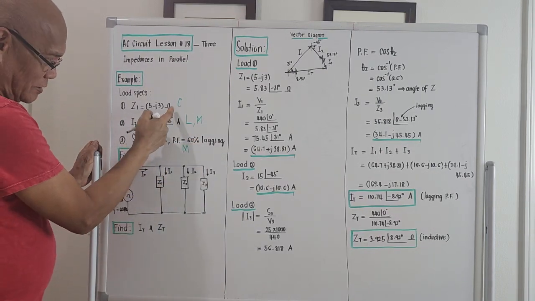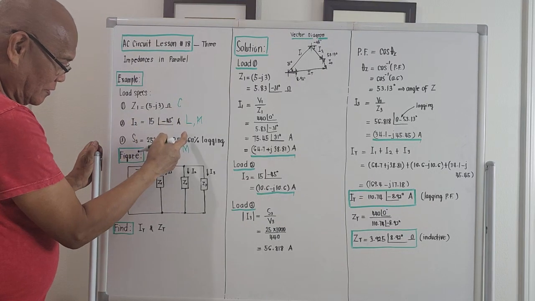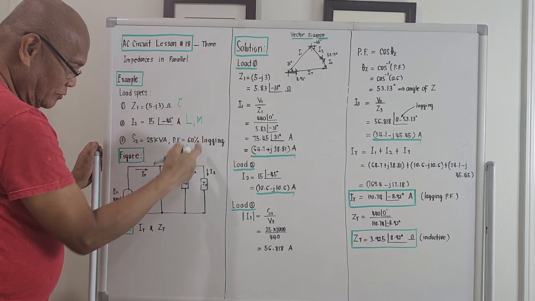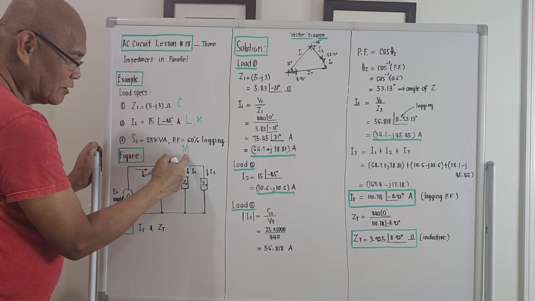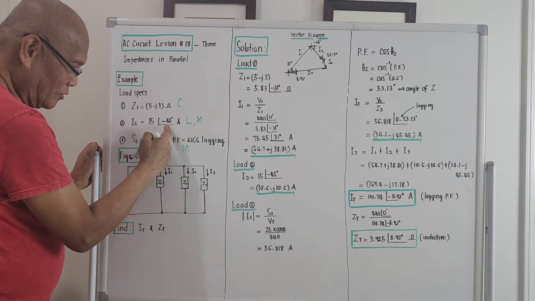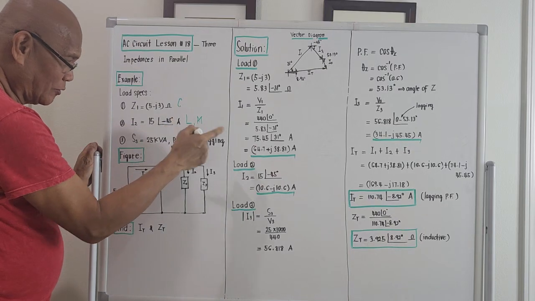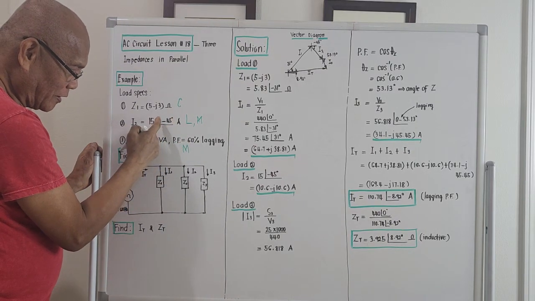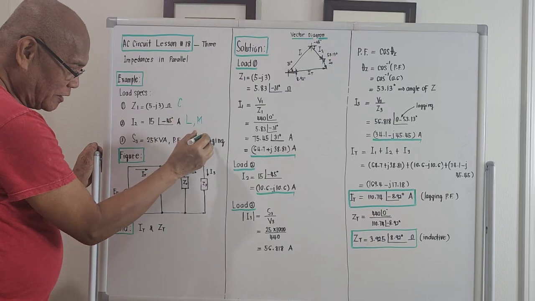So the first one is a capacitor load. Load number 2 is a motor load. Load number 3 is again a motor load because this is lagging. And here we know that load number 2 is also a motor load because the angle of the current is negative and it is also lagging.